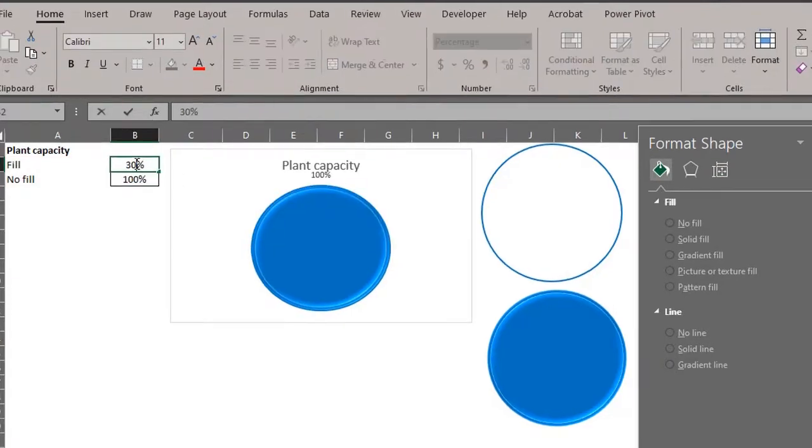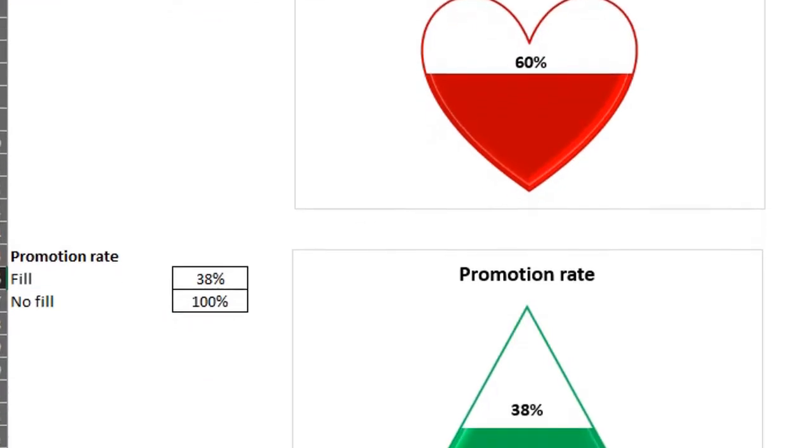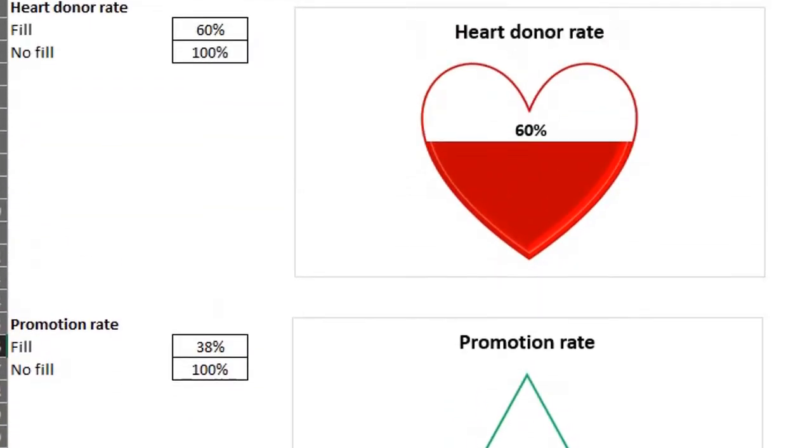Now the chart looks good. You can use the method for different shapes and icons. Here are some samples I created.